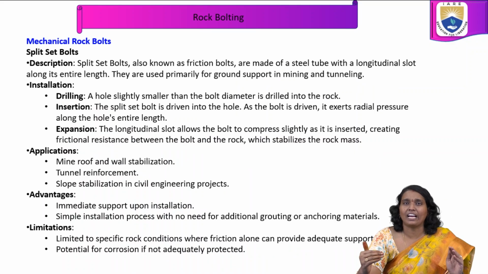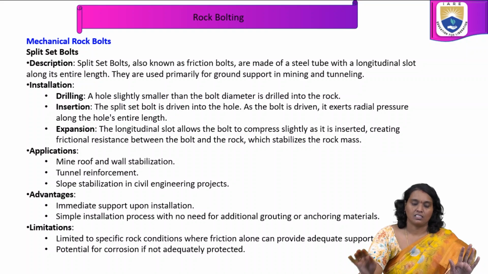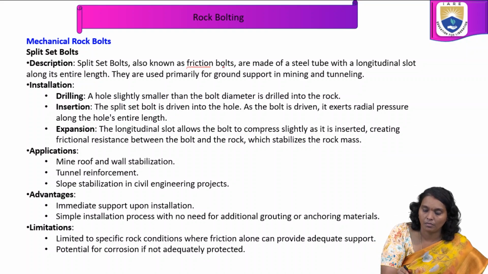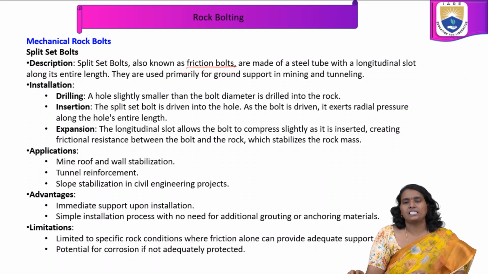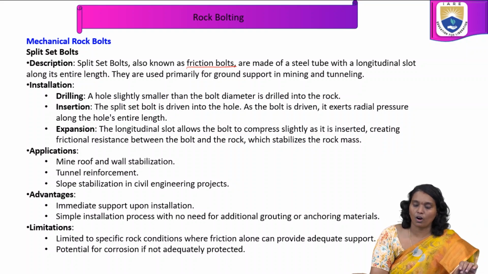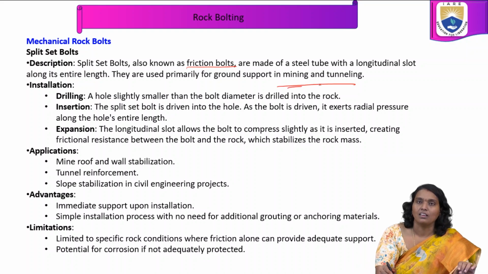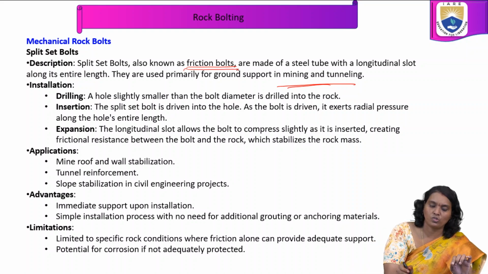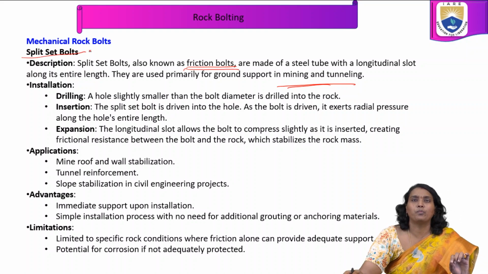There are different kinds of mechanical rock bolts available. Those are mechanical rock bolts. First, split set bolts, which are also known as friction bolts. They are made of a steel tube with a longitudinal slot along its entire length. They are used primarily for ground support in mining and tunneling. For mining and tunneling, we choose these friction bolts, which are nothing but split set bolts.